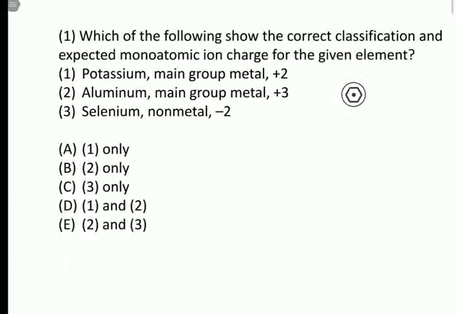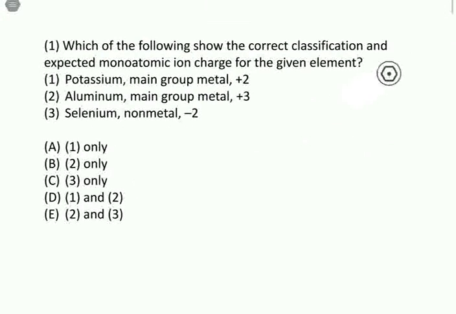All right, so question 1: which of the following shows the correct classification and expected monoatomic ion charge for the given element? We have a periodic table in this room over to your right, so we can look over at that when we need to, so I don't have to keep pulling it up. Actually, I'll probably pull it up on here just so people that are watching the video can tell what I'm doing. So you'll see it up here or to your right.